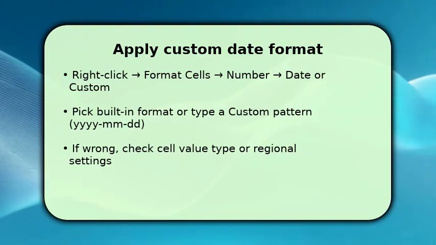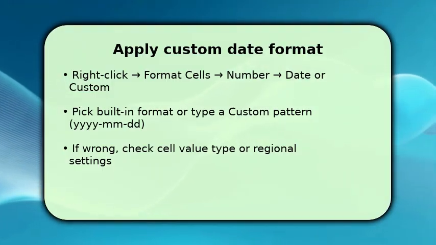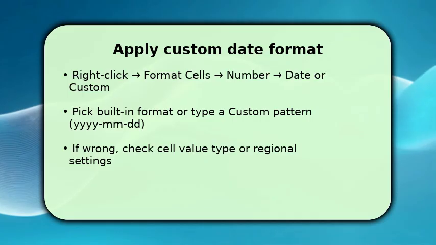Right-click the selection, choose Format Cells, then Number and Date, or go to Custom for an exact pattern like YYMMDD. Choose a built-in style or type your own pattern. This only changes appearance, not the underlying date value. Apply and review several cells to confirm consistency.